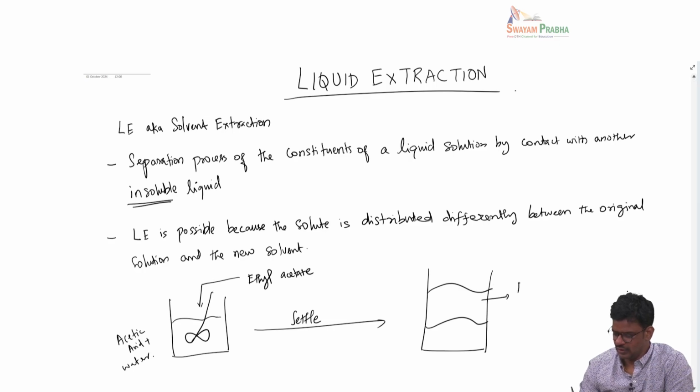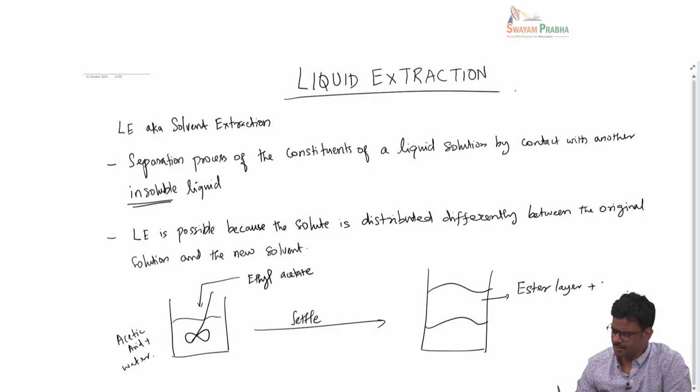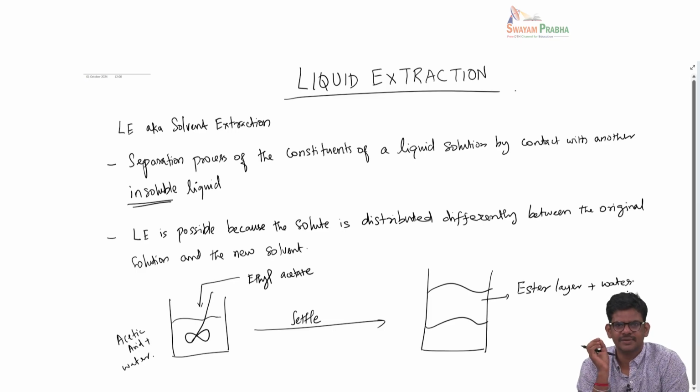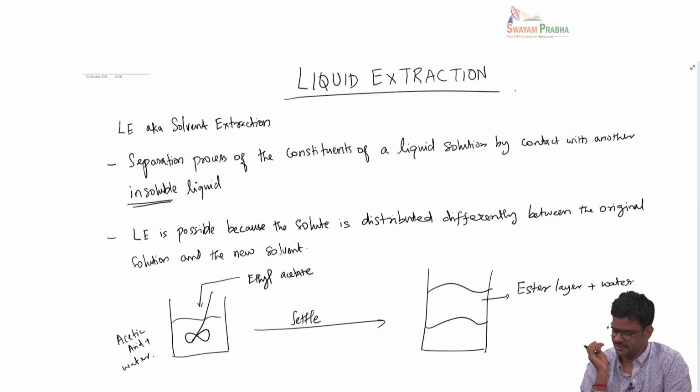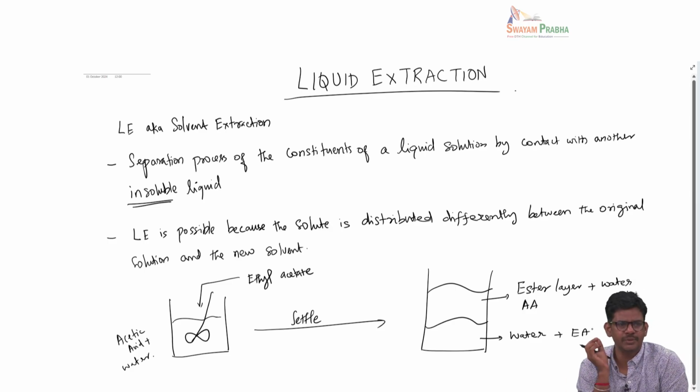The upper layer we call the ester layer. This is basically rich in ethyl acetate, and this will also have a little bit of water, because water will have a very small solubility. Very little water may be present in the ester layer, and acetic acid will also be present. And if you look at the bottom layer, this is the water layer or water-rich layer, and here you may have a very minute quantity of ethyl acetate, and then there will also be acetic acid.